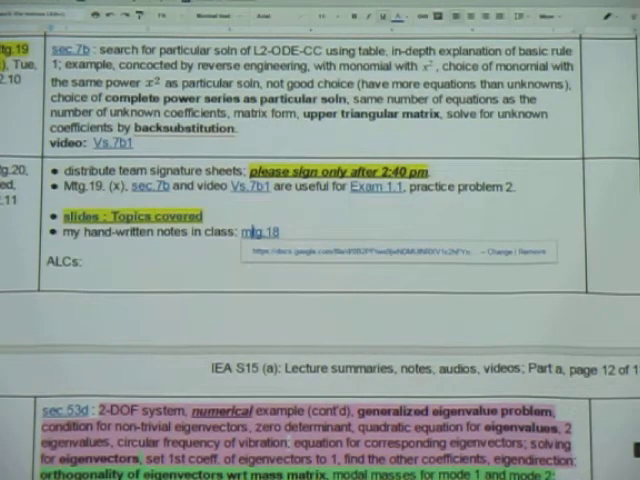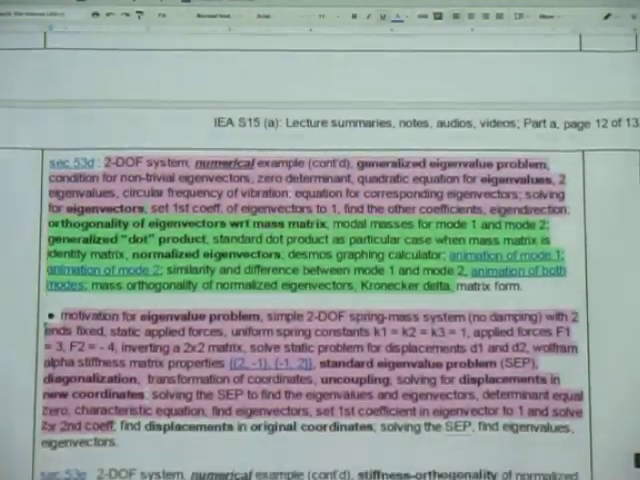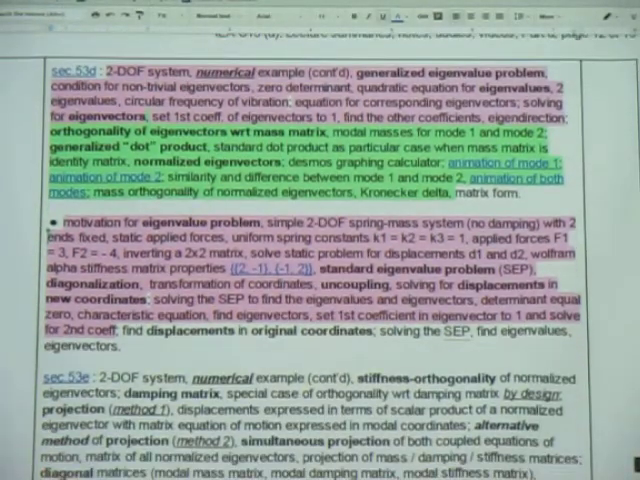So my goal for today is to wrap up section 53D.